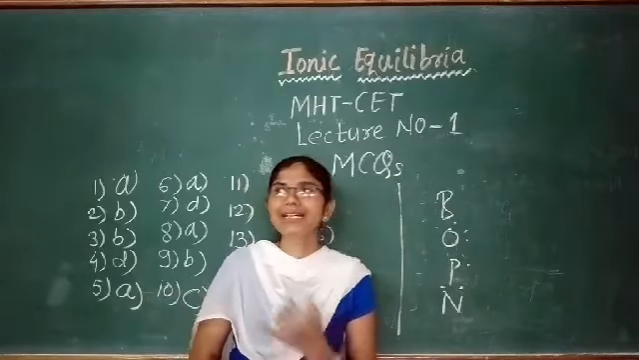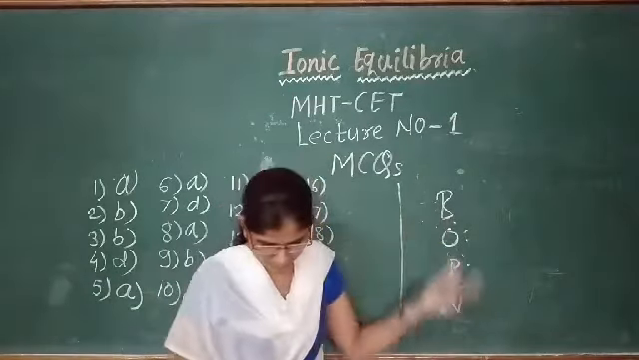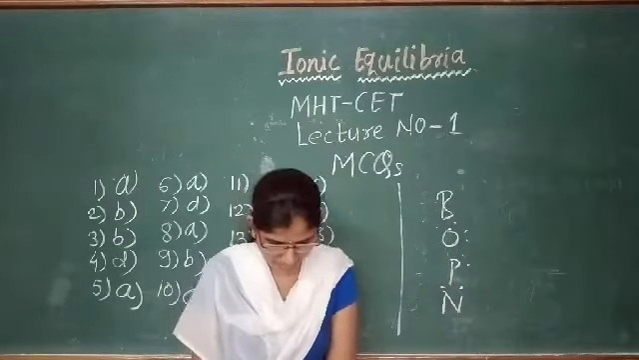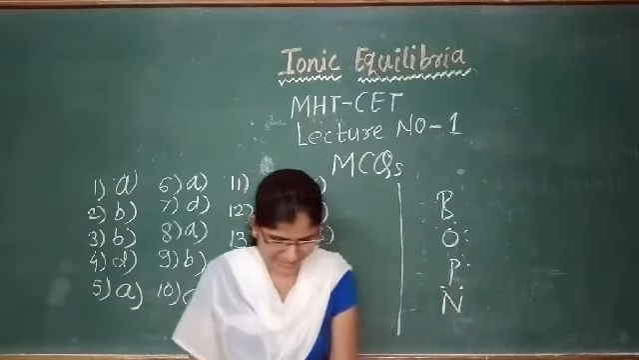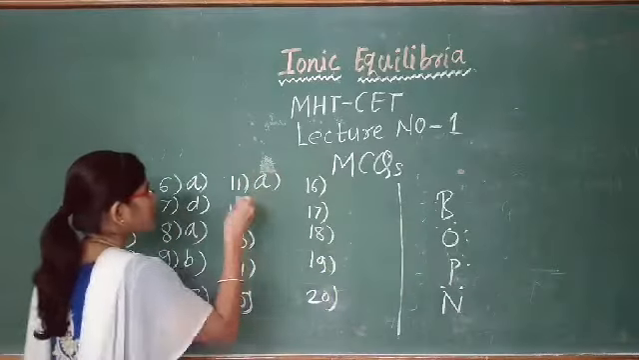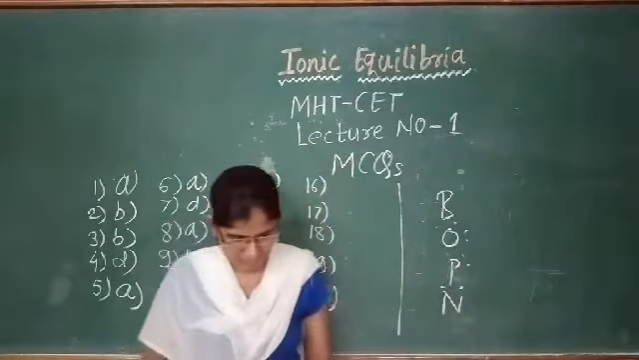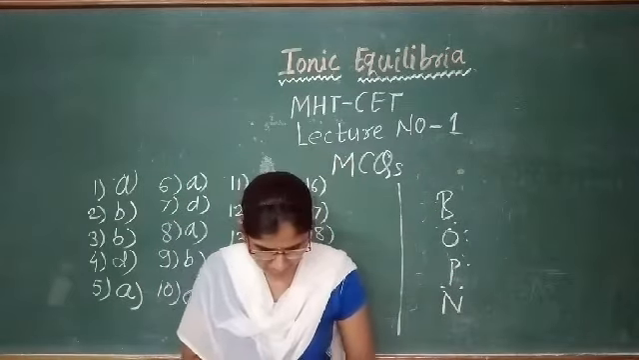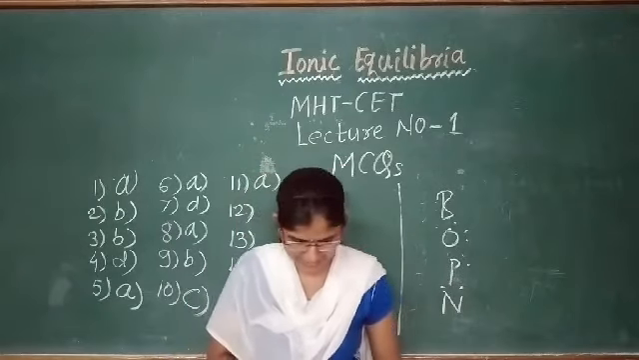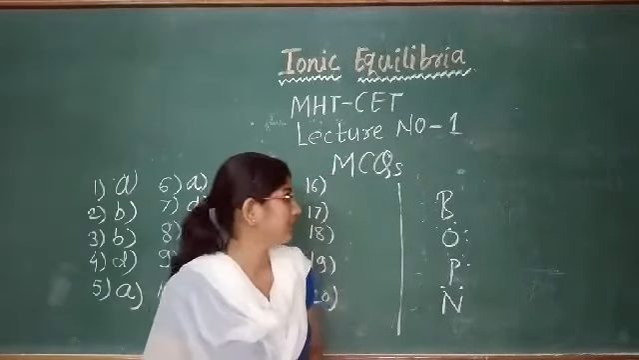They require electrons to complete their octet, and therefore the first compound, B(CH3)3, is a Lewis acid. Therefore option A is correct for question number 11. Question 12: Which of the following is the weakest acid?